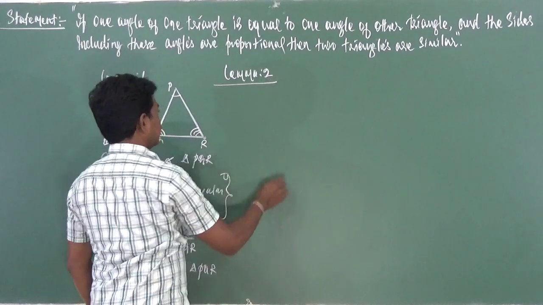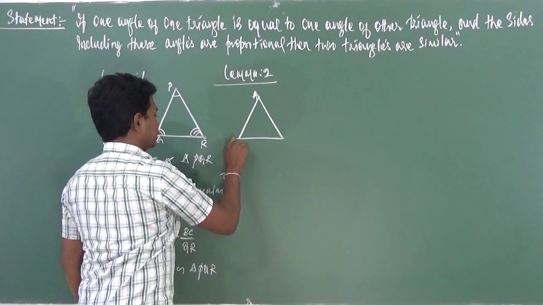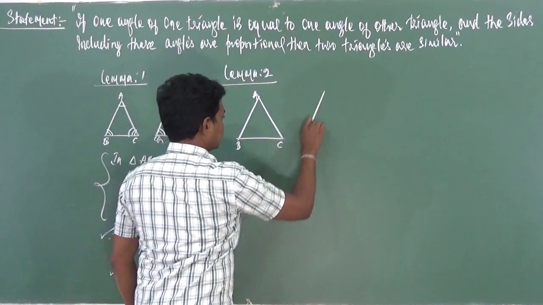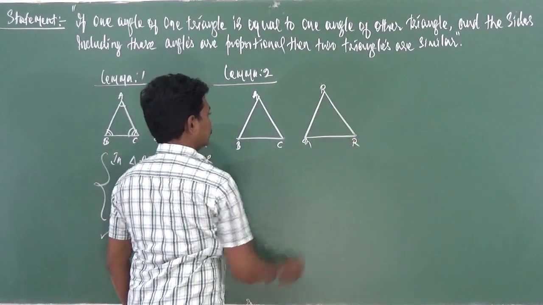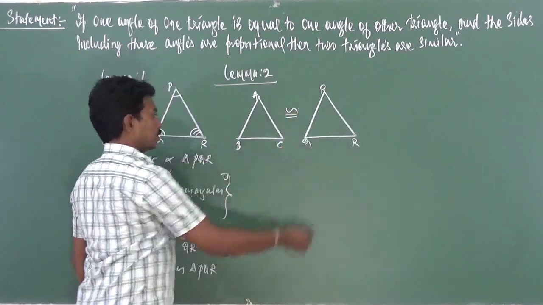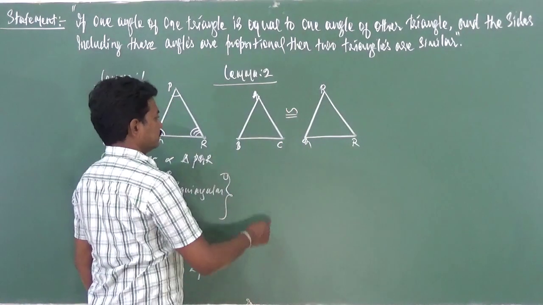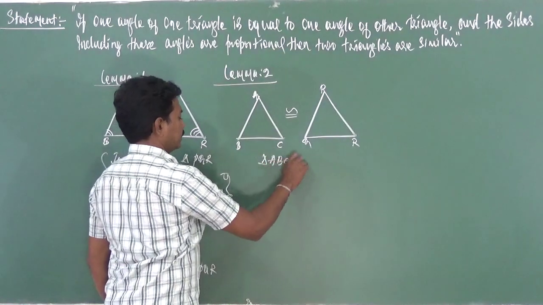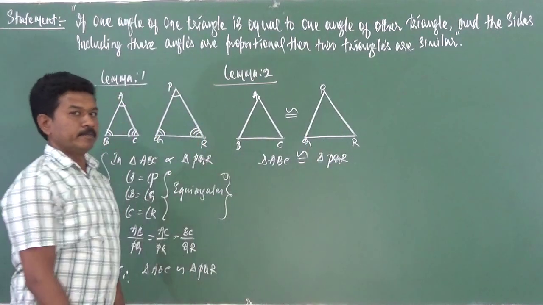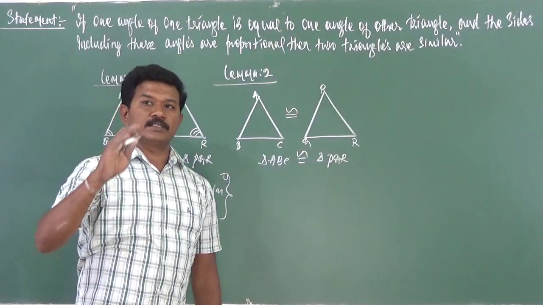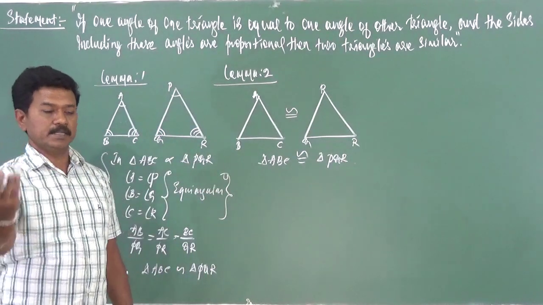lemma 2. Right. For example, we have triangle ABC. Consider triangle ABC. We will take another triangle, triangle PQR. Now, these two triangles are congruent. Triangle ABC and triangle PQR are both congruent. That is, triangle ABC is congruent to triangle PQR. So you have to remember this concept here. If two triangles are congruent, no doubt they will also be similar.